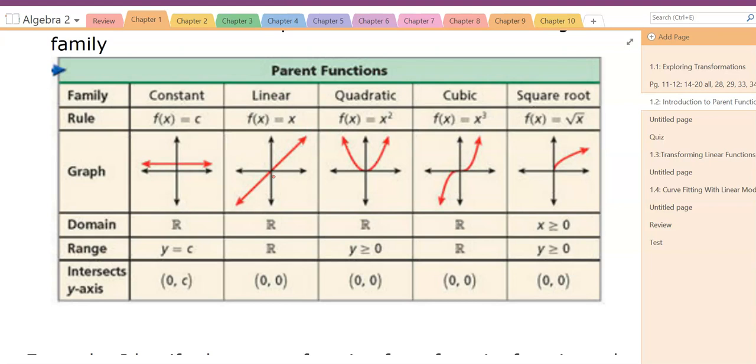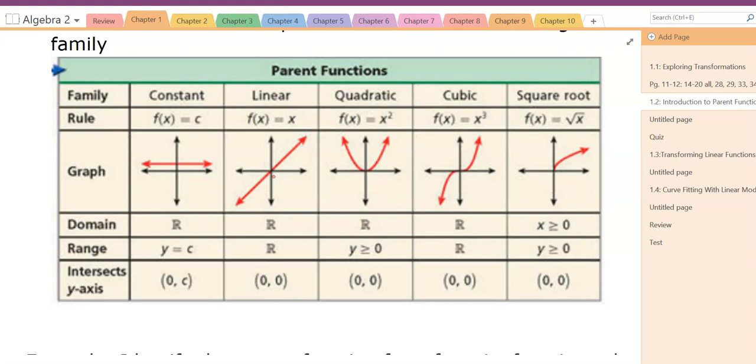Quadratic, that's when you have something with an x squared in your equation. All quadratic equations look like this curved U, and it goes up on both sides. It's perfectly spaced, so if there's a point on the left side of the graph, there should be a point on the right side that matches up exactly the same.